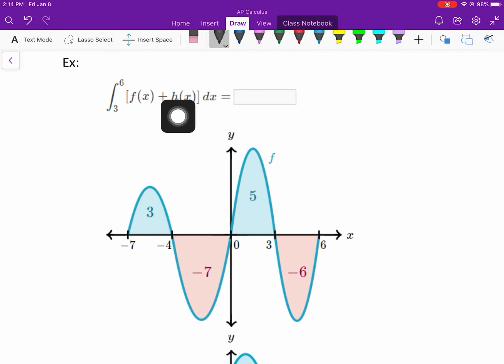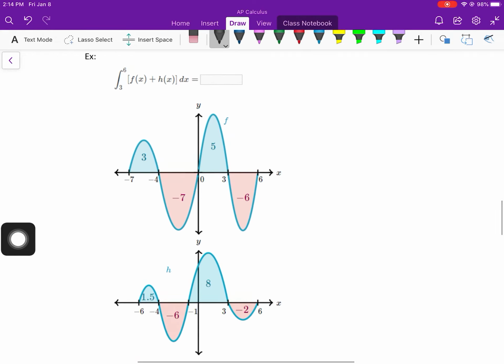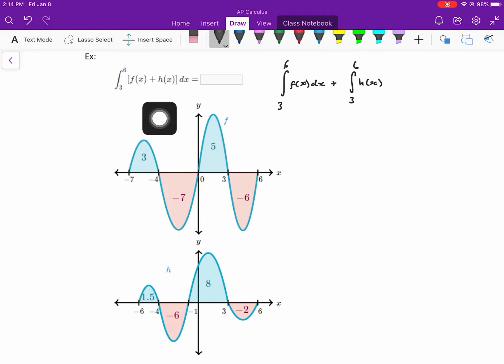This one, you're just adding up the two areas from 3 to 6. And they give us two graphs here. So you could split this up. That's what we were talking about earlier. So 3 to 6 f of x dx plus the integral from 3 to 6 of h of x. Notice this is not the one where we're splitting those bounds up, by the way. There's just two different functions, f and h. They're being split up by the plus sign, so I'm splitting up the integrals by plus sign. Very important property for integrals when we get more to the algebraic ones. So we would just add it up. F of x from 3 to 6 is negative 6 plus h of x from 3 to 6 is negative 2, for a total area of negative 8.